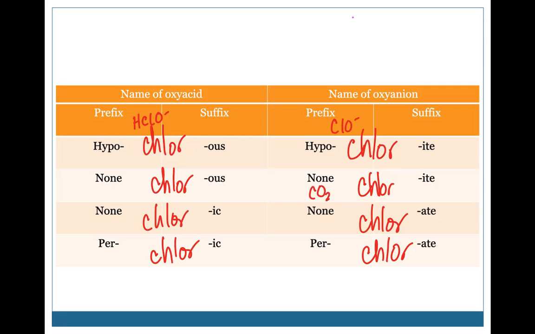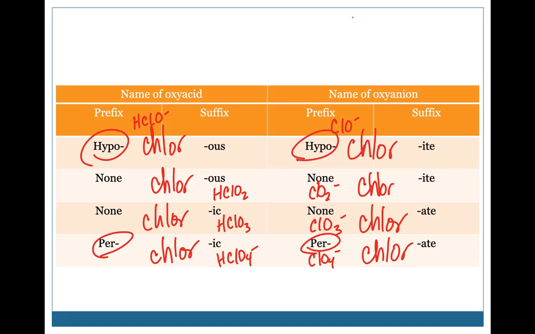Chlorite, ClO2 minus. HClO2 is chlorous acid. Chlorate, ClO3 minus, is chlorate. So HClO3 is chloric acid. And then finally, perchlorate is ClO4 minus. So HClO4 is perchloric acid. Okay, you just keep the prefix for that particular group.